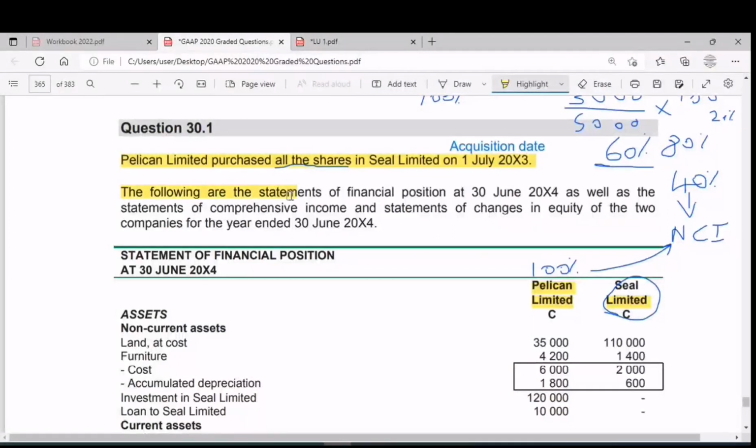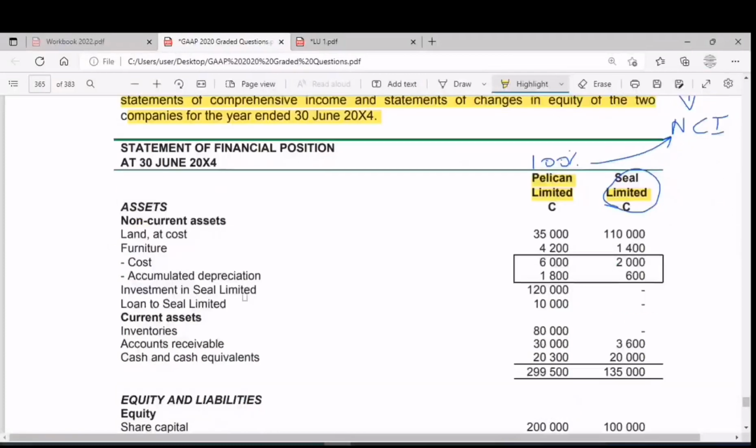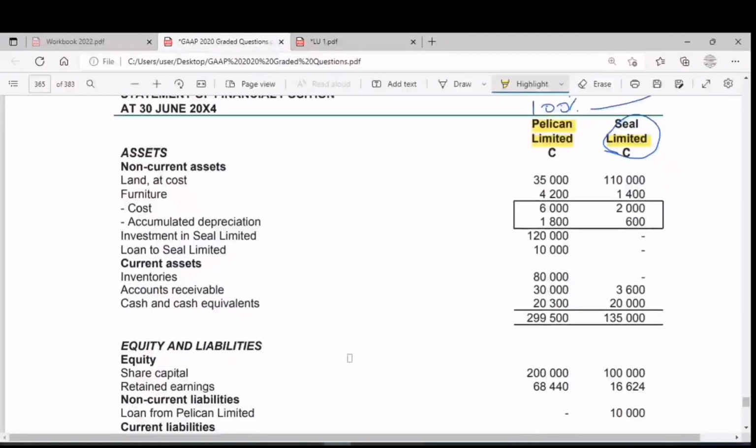So the following are the statements of financial position as at 30 June 2024, as well as the statement of comprehensive income and the statement of changes in equity of the two companies for the year ended 30 June 20x4. So these are financial statements. So consolidate. Obviously, in any question you are asked to consolidate these financial statements. So this is the balance sheet. See, the balance sheet has assets, non-current assets, and then we will notice the investment in Sil Limited, 120.